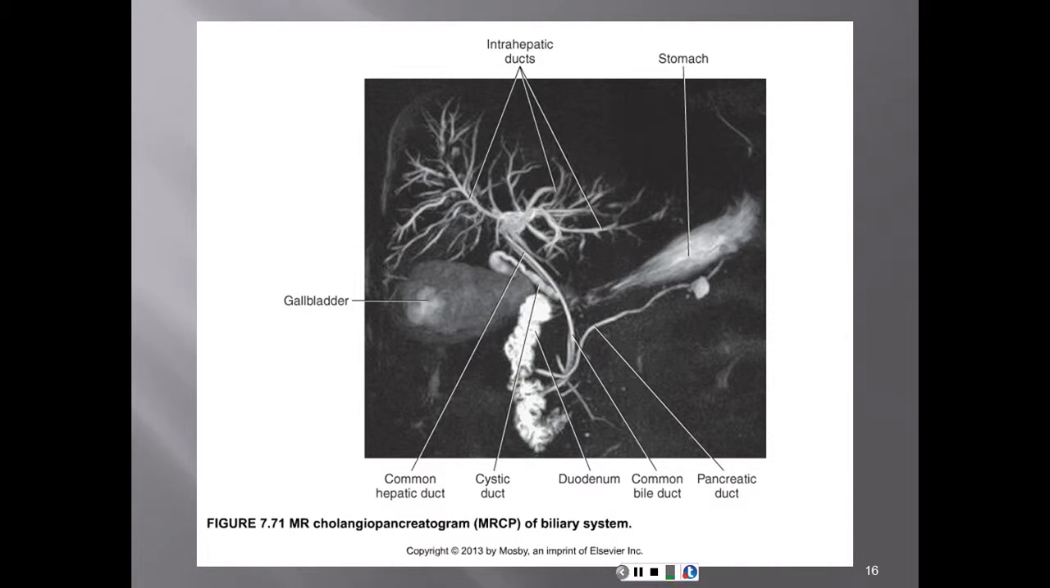MRI cholangiopancreatogram of the biliary system. You're going to be very familiar with performing this procedure. It's not that complicated of an MRI procedure, but it does take some experience and expertise so that the images are adequate for interpretation. But the anatomy of interest here is the intrahepatic ducts, the gallbladder, and the duodenum. You want to see the common bile duct, the pancreatic duct, and the common hepatic duct on your MRCP.